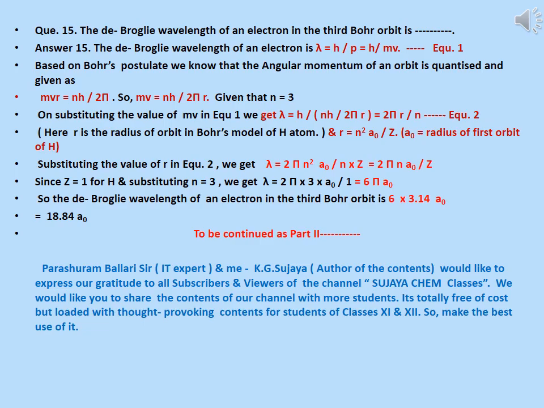2 into 3 is 6, so we get 6 pi a0. Now, since pi is 22 by 7 or 3.14, we get lambda, the de Broglie wavelength of an electron in third Bohr's orbit, is 6 into 3.14 a0, which is 18.84 a0. So that is the de Broglie wavelength of an electron in Bohr's third orbit. We have completed 15 questions in this session.